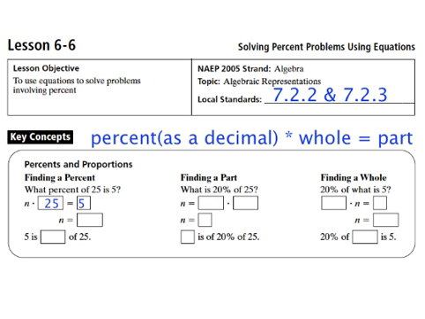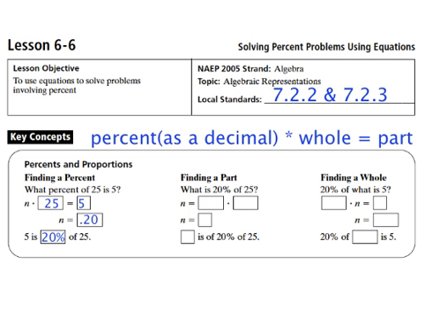So you're thinking 25 times n equals 5. Divide both sides by 25. 5 divided by 25 is 0.20. That decimal written as a percent is 20%. So 5 is 20% of 25.